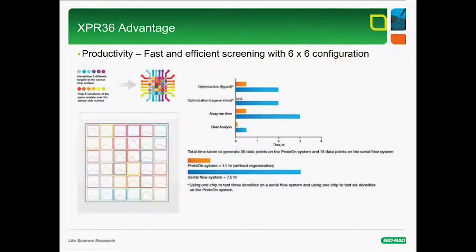The third advantage is productivity. Since we have the 6x6 interaction array, which provides you 36 sensorgrams at one time, the data production is faster compared to traditional SPR biosensors.